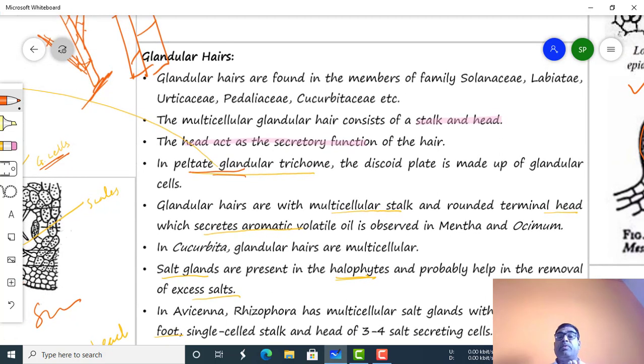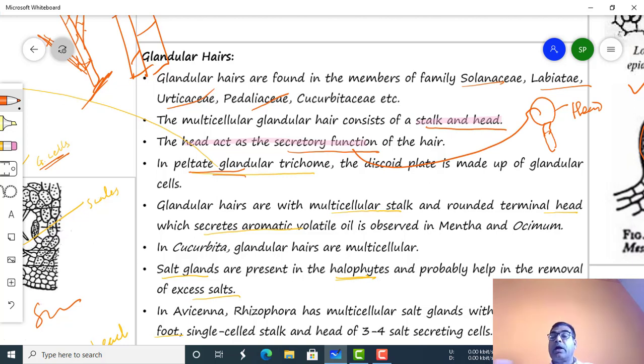Glandular hairs are found in the members of family Solanaceae, Labiatae, Urticaceae, Pedaliaceae or Cucurbitaceae. These glandular hairs consist of a stalk and head. The head acts in the secretory function of the hair. So a stalk region will be present, and above is the head region, and this head consists of secretory material, and these secretory materials or chemicals are secreted out through the head region.